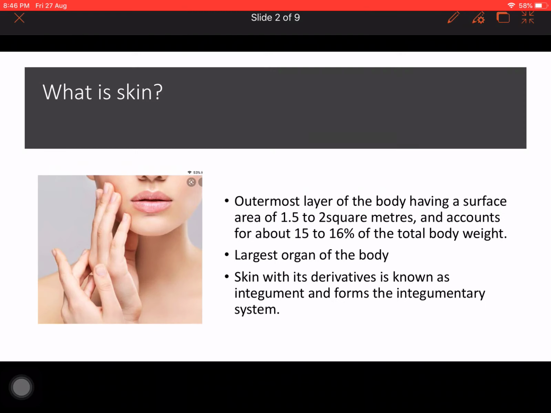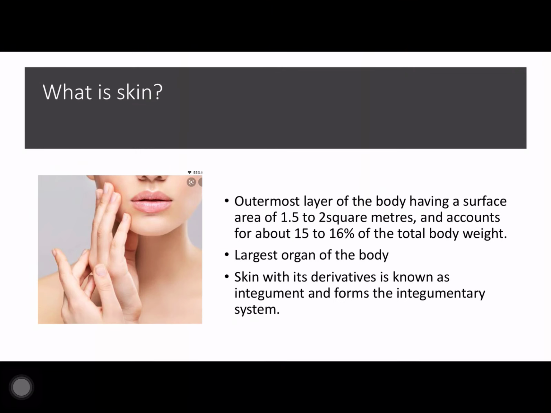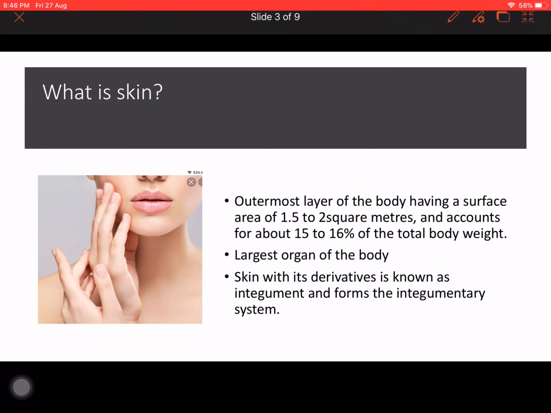So let us start. Now what is skin? Skin, we all know, is the outermost layer of the body and it covers the entire body. Our full body is covered with skin and it has a surface area of 1.5 to 2 square meters, and it accounts for about 15 to 16% of the total body weight of an average human being. So it is the largest organ as it is covering the full body.